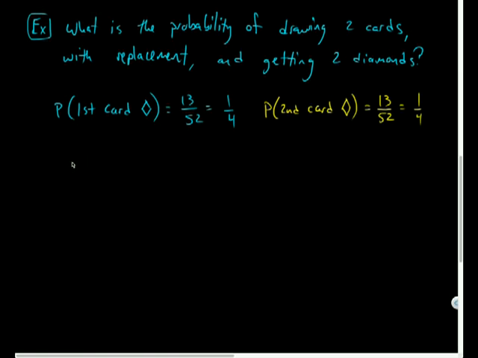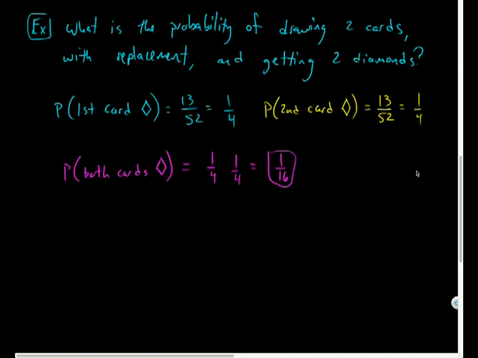And then if I want to find the probability of both cards being diamond, I will just multiply these probabilities. 1/4 times 1/4. So there's a 1/16 chance that when you draw two cards from a deck, they'll both be diamond.